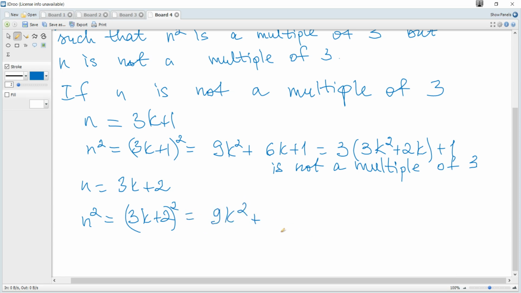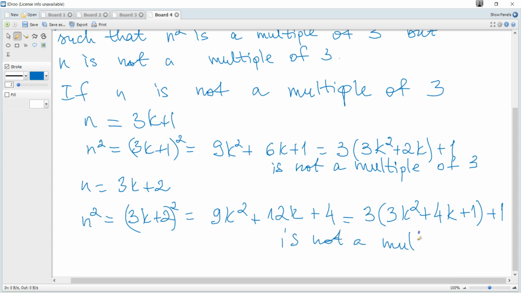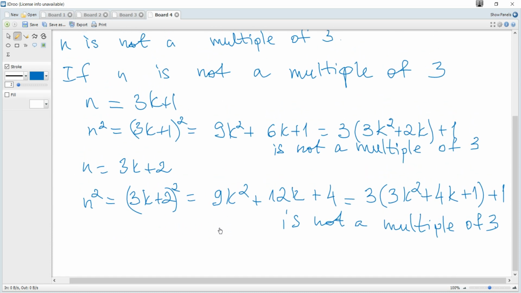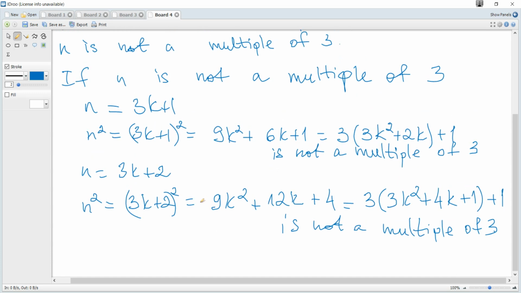And if we consider 3k plus 2, n squared is (3k plus 2) squared, which is 9k squared plus 12k plus 4, and it's 3(3k squared plus 4k plus 1) plus 1, and again it's a multiple of 3 plus 1, which is not a multiple of 3. So it contradicts the assumption that if n is not a multiple of 3, n squared is a multiple of 3.